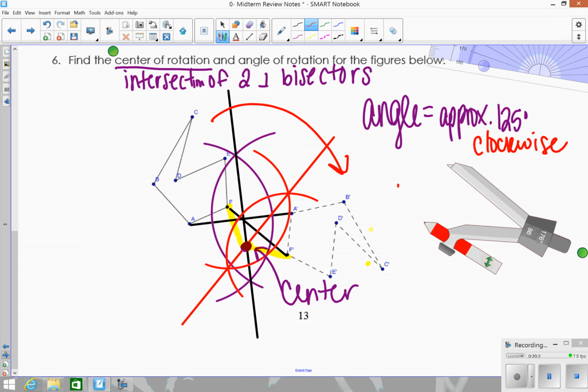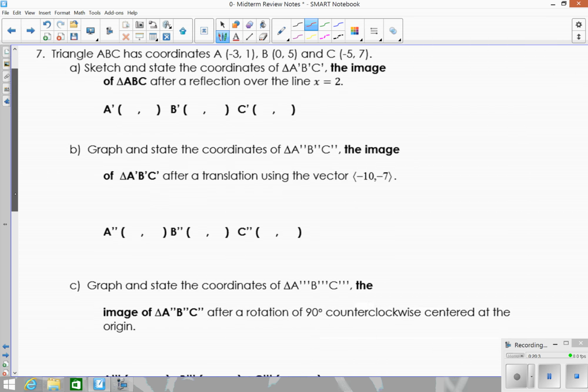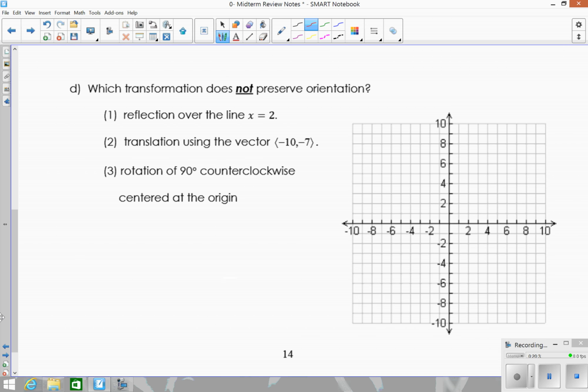So then for the last one here, we have a multiple step transformation that we're going to apply. So let's start with graphing these vertices on the graph. We have A is negative 3, 1. Make sure you're labeling these as you graph. B is 0, 5, and C is negative 5, 7.